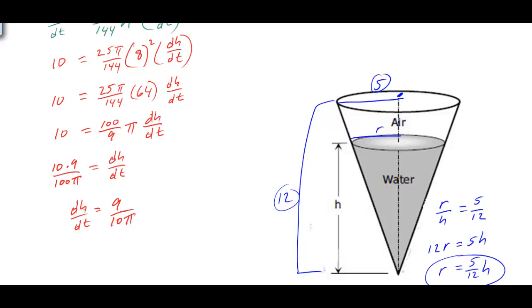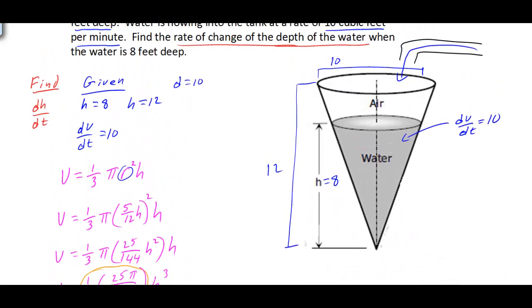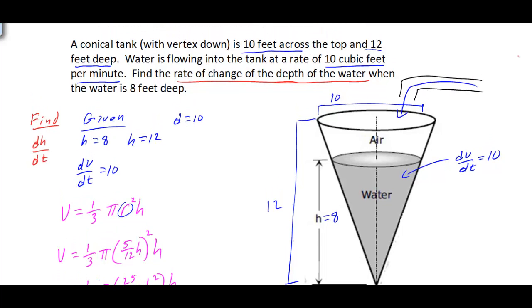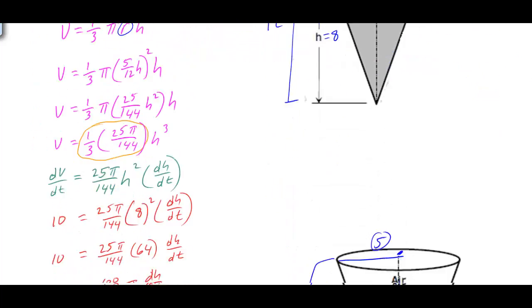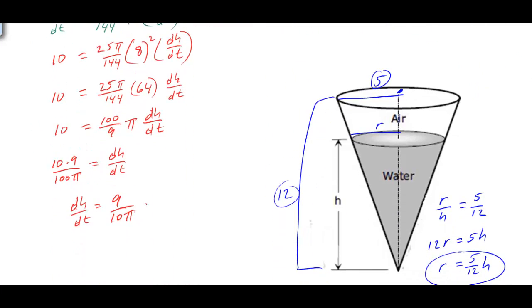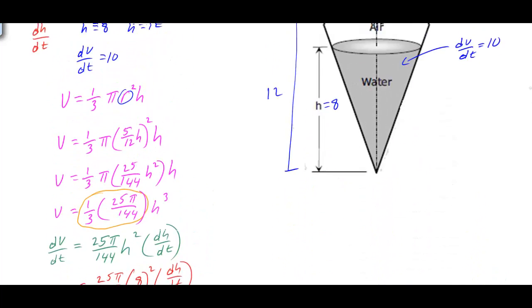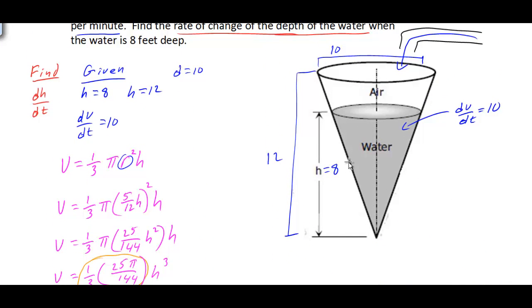And this is the rate of change of the height with respect to time: 9 over 10 pi. And what will the units be? Well, up here the units were feet. So that means our units would be feet per minute. So that tells us at the instant that our water level is at a height of 8, the rate of change of the height is this 9 over 10 pi feet per minute.